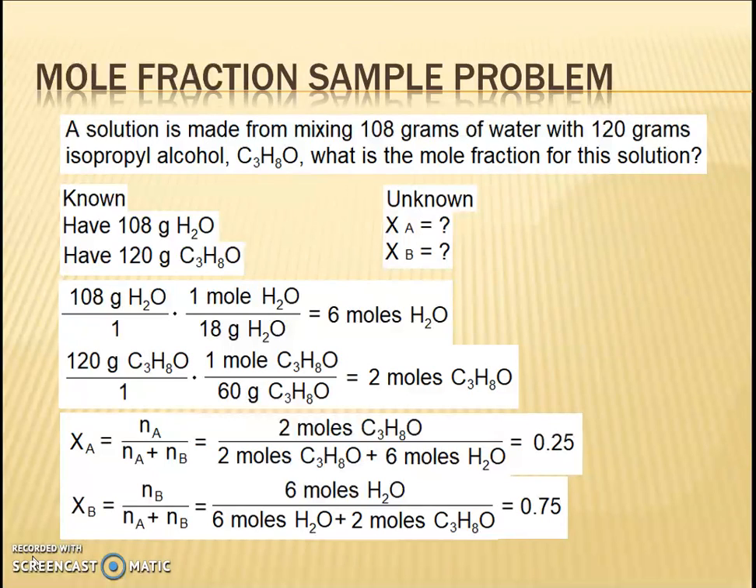Another interesting thing that happens here is, looking at what we started with, those 108 grams of water is actually less than the 120 grams of isopropyl alcohol. But by putting in a particle-to-particle relationship, we see there's actually 3 times more water than there is isopropyl alcohol on a particle basis, even though by mass there's almost an even amount, actually a little bit more isopropyl alcohol than water.